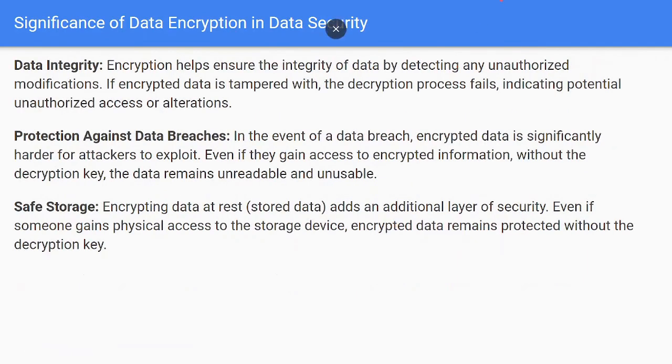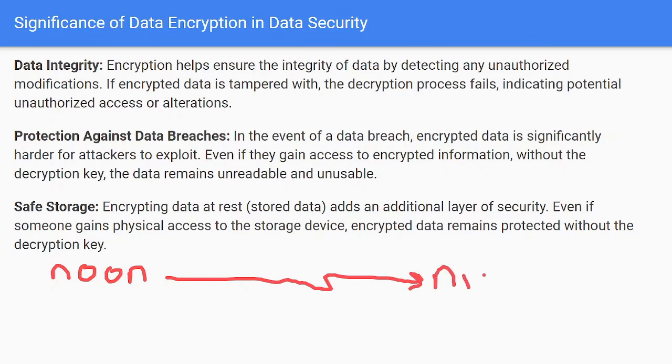So more significant, data integrity. Data encryption helps to ensure the integrity of data by detecting any unauthorized modification. So for example, if I want to send "meet me at noon" to somebody, and then along the line while it was sending, it got modified, and now this person is seeing "night".